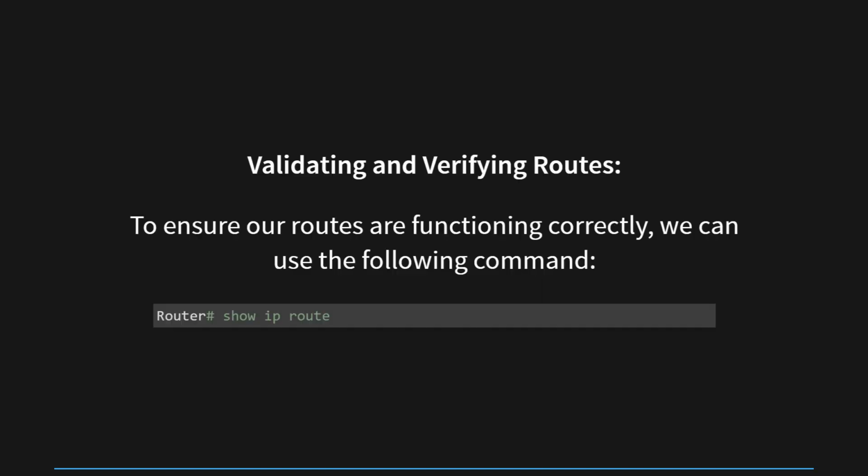This command displays the router's routing table, showing all the routes currently configured on the router. You can verify that your static and default routes are present and correctly configured.